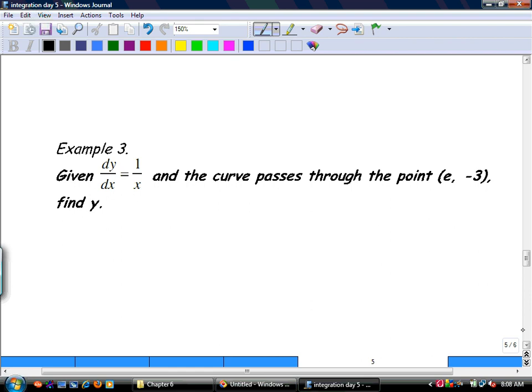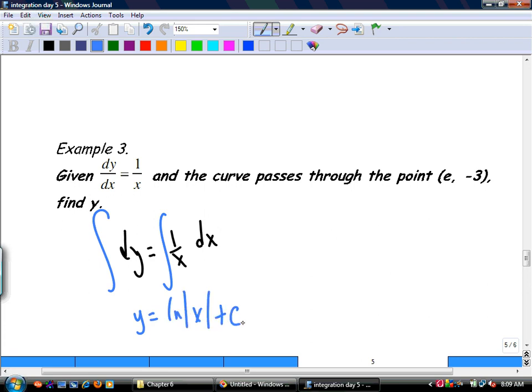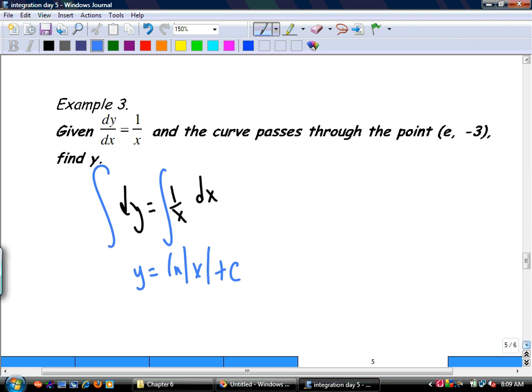Given the, almost done. Yay! So you get y equals ln absolute value of x plus c. It says y is -3, x is e. Pardon me?